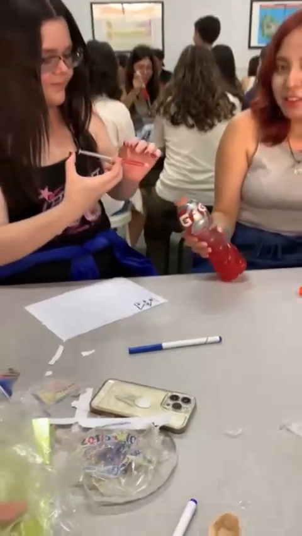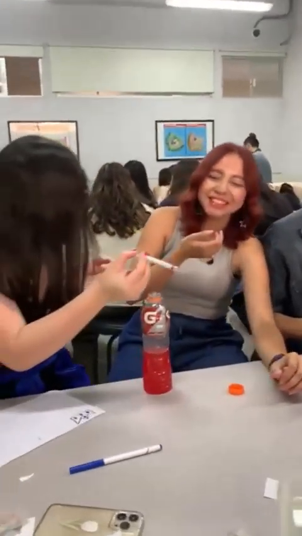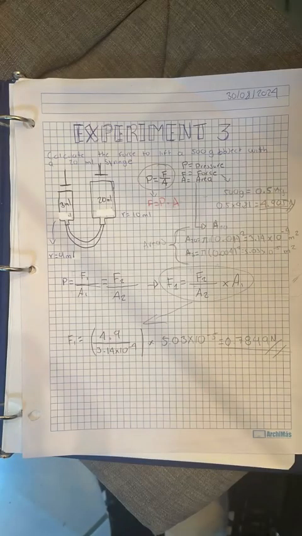Then we need to calculate the areas of the syringes. So we have to multiply pi by radius squared. That for the 20 milliliters syringe is 3.14 multiplied by 10 to the minus 4 meters squared, and for the area of the 3 milliliters syringe is 5.03 multiplied by 10 to the minus 5 meters squared.